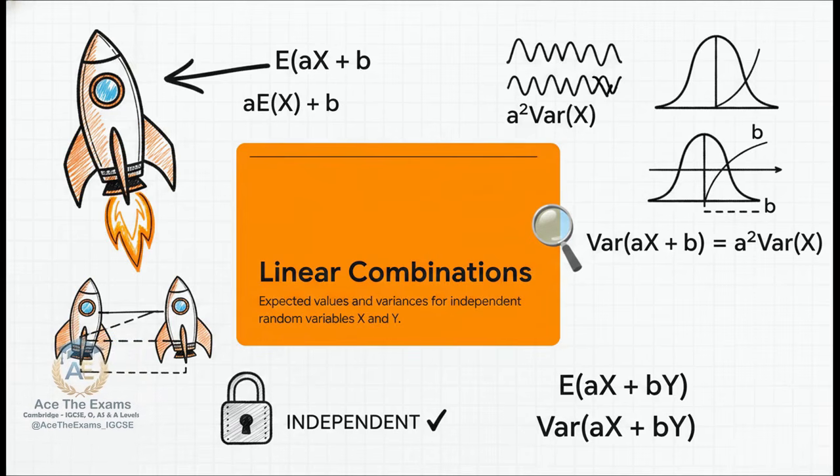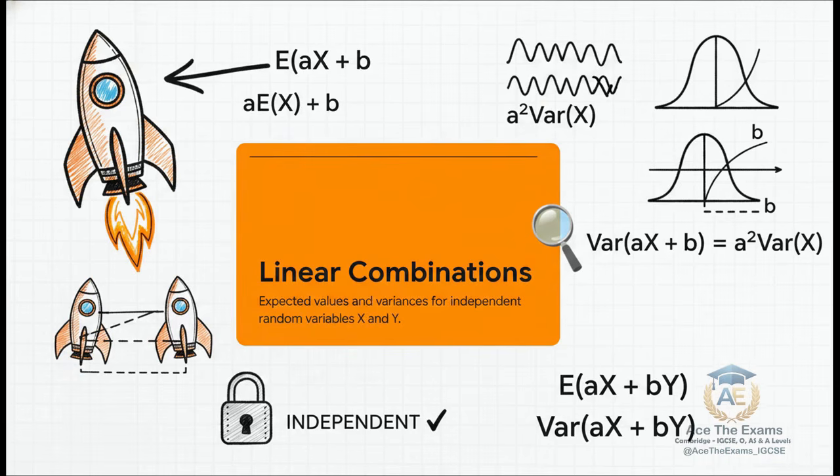Now, crew, look at the combination of X and Y. To successfully execute the formulas for E of aX plus bY, and specifically the variance of aX plus bY, there is one non-negotiable structural boundary coordinate. Independence. Exactly. The variables must be strictly unconditionally independent. If X and Y are not independent, covariance introduces parasitic drag, and this standard variance formula completely disintegrates mid-flight.